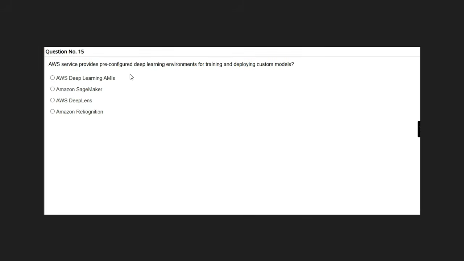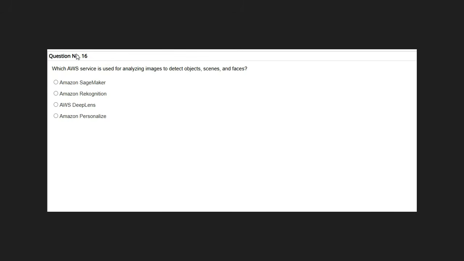Question number 16, most important one. Which AWS service is used for analyzing images to detect objects, scenes and faces? Option A, Amazon SageMaker. Option B, Amazon Rekognition. Option C, AWS DeepLens. And option D, Amazon Personalize. So option B, Amazon Rekognition is the right one.